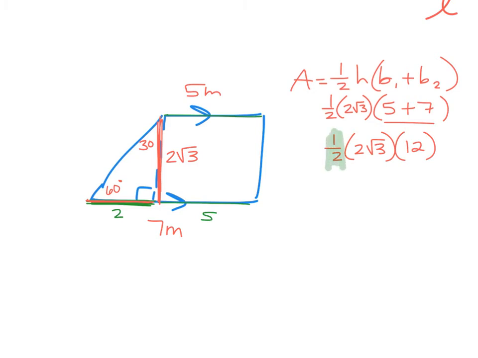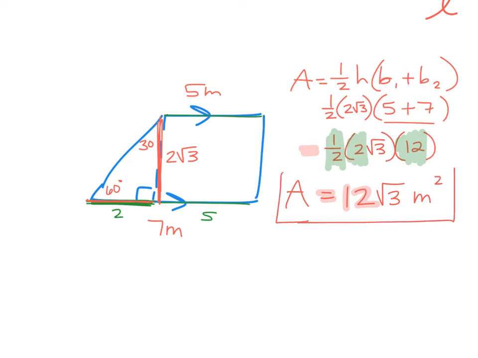So you're going to go 1/2 times 2 times 12 would be 12. So you get 12, and then you're just going to multiply by the rad 3. We're going to leave it in simplest radical form. How do you label area? Squared, meters squared. So you would get 12 rad 3 square meters.